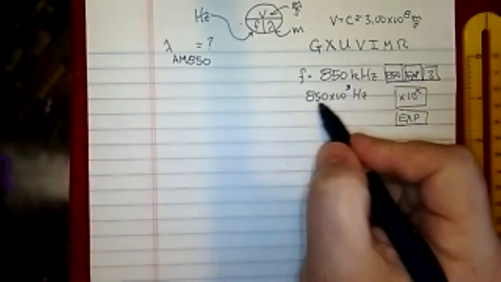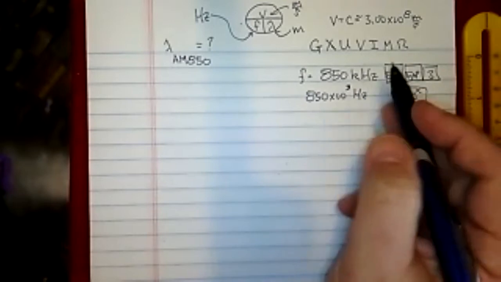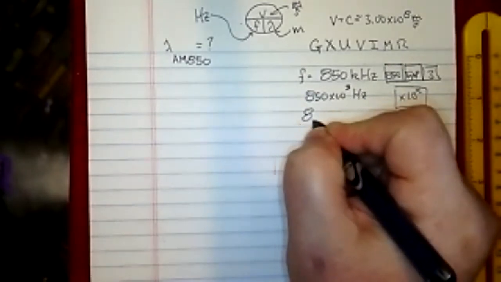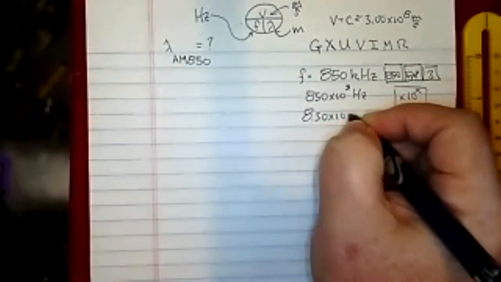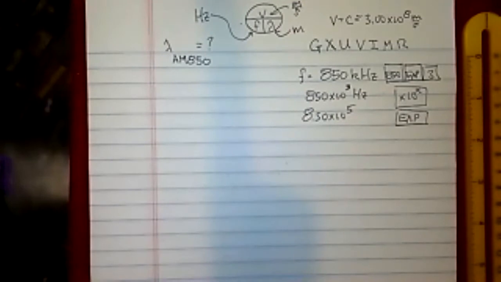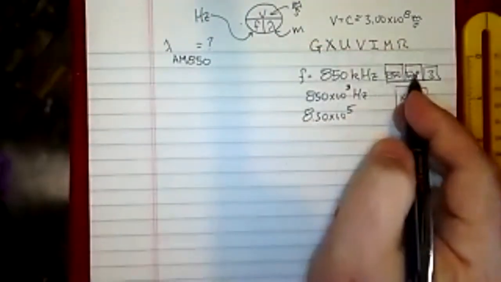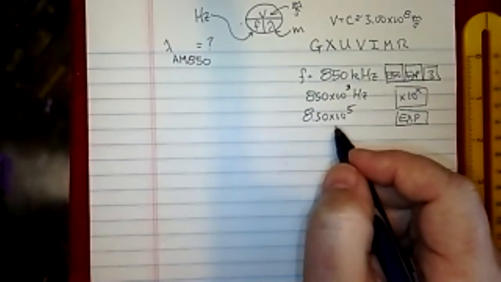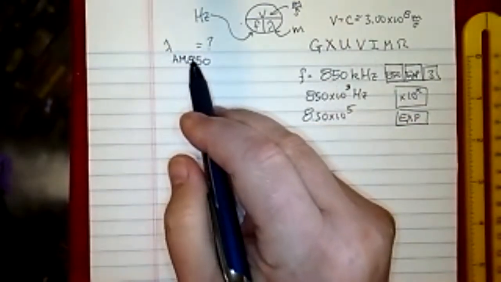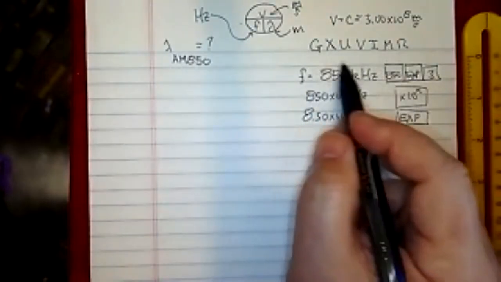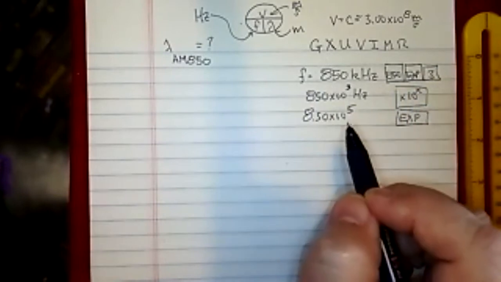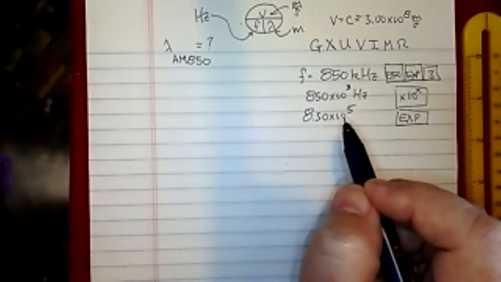Kilo means 1,000. So this is really 850,000, which, if you wrote it in actual scientific notation, would be 8.50 times 10 to the fifth. But your calculator deals with it whether it's scientific notation or just 850 times 10 to the third. So you can just use that. That's what you need to remember about AM: it's kilohertz. Whatever station someone gives you in AM, you're going to have to hit EXP 3 after it to get the actual number.